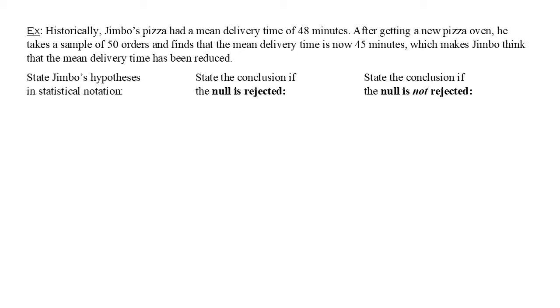So let's consider what happens here in the case when we either reject or don't reject our null hypothesis. So historically, Jimbo's Pizza had a mean delivery time of 48 minutes. After getting a new pizza oven, he takes a sample of 50 orders and finds that the mean delivery time is now 45 minutes, which makes Jimbo think that the mean delivery time has been reduced. So let's use the description here to state what our null hypothesis and what our alternative hypothesis would be in this case.